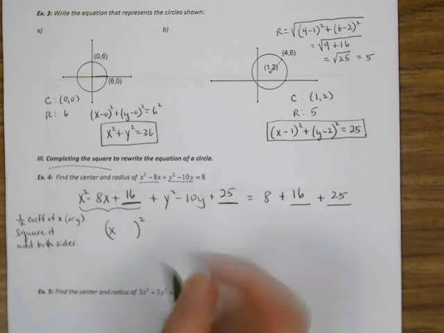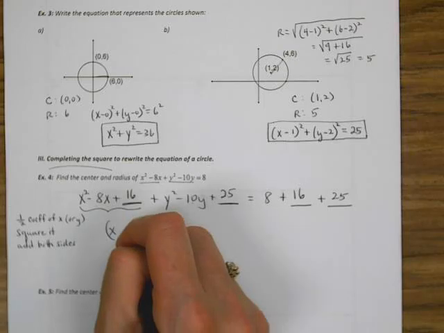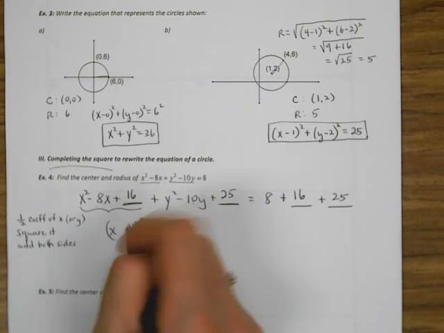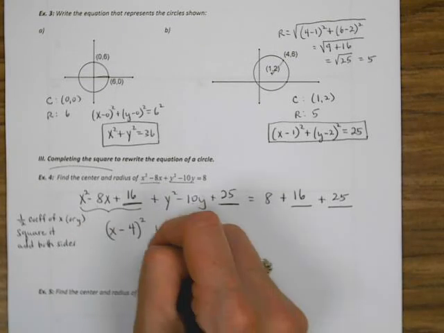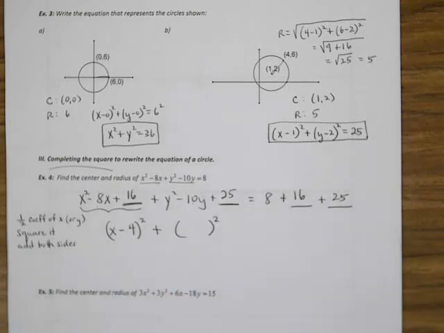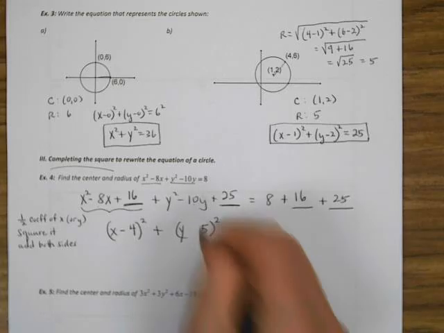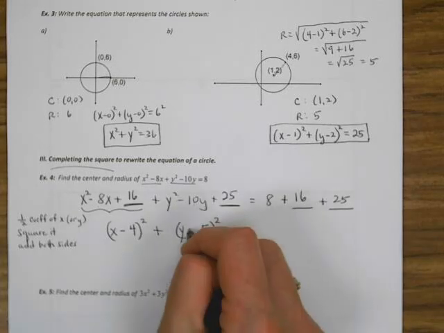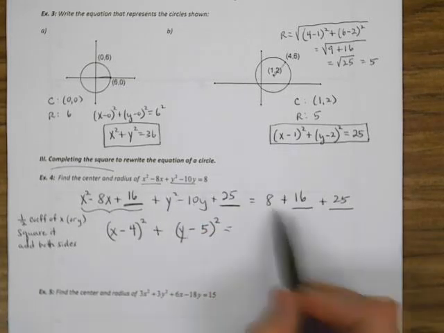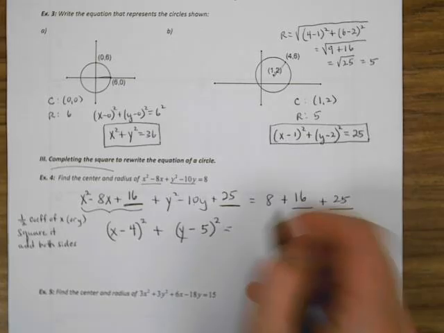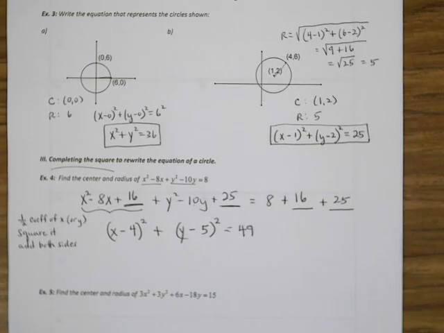This is x. What's squared is 16? 4. And to get a minus 8 in the middle, we'd have to have a minus. This should also factor to a perfect square. I have y. What's squared is 25? 5. To get a negative 10, I have to have a minus. And if I add up 8, 16, and 25, I happen to get 49.